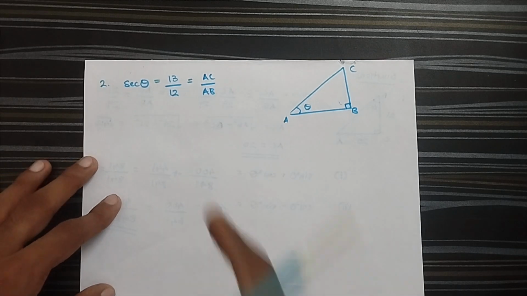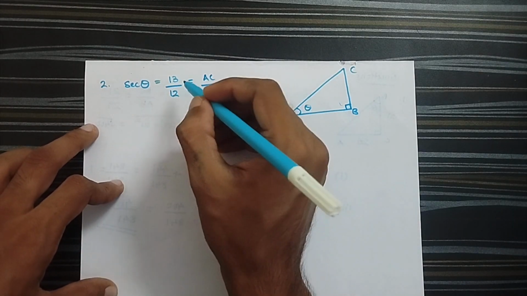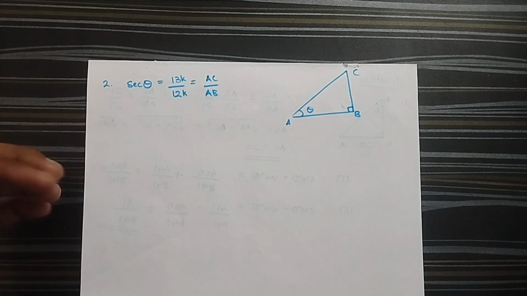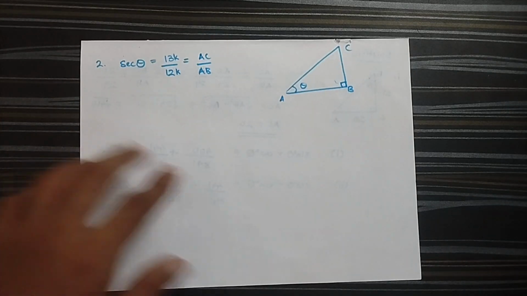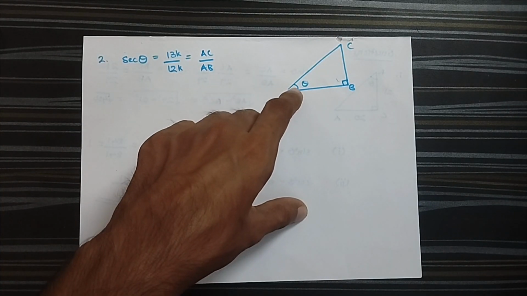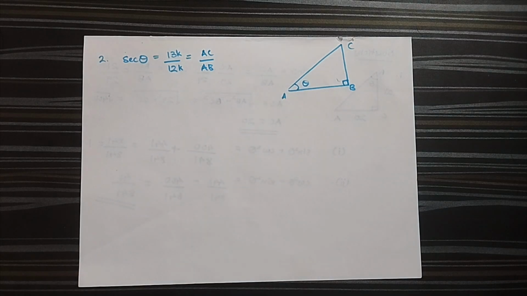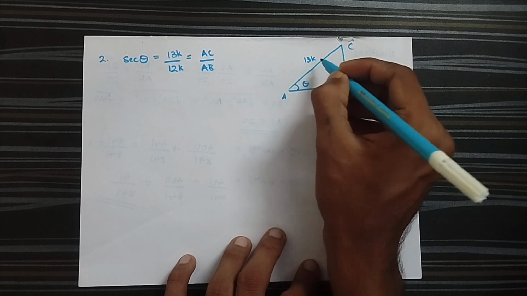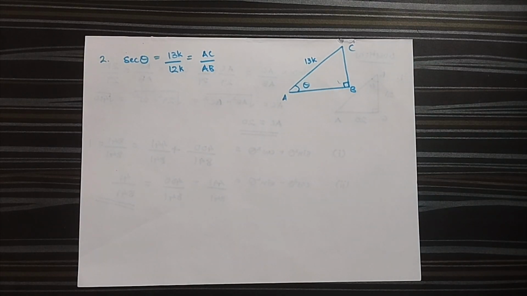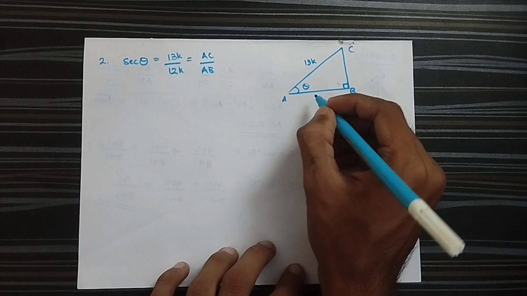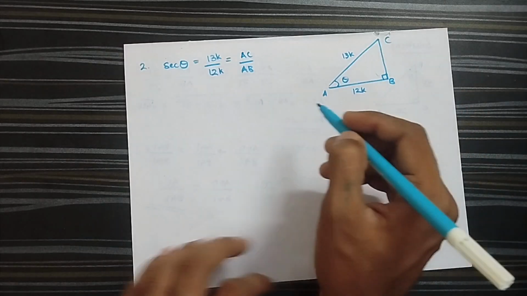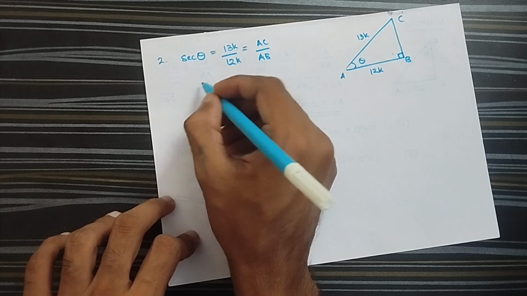Since this is a ratio, this will be multiplied by a factor of k. We can multiply this by a factor of k because we are not sure whether 13 is the actual value of the length of this side. We know it's a multiple of that value, 13. So we can write AC is 13k, where k is some constant, and AB is 12k. We just have to find BC. We can find BC using Pythagoras theorem.